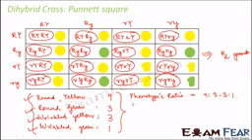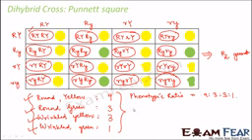Now what about the genotypic ratio? If you want to find out the genotypic ratio, of course you can do that, but that is going to be a little more tedious because you have a lot of unique genotypes. So if you see here, you have almost some 10 unique genotypes. See, this is one unique genotype. It doesn't exist anywhere else.